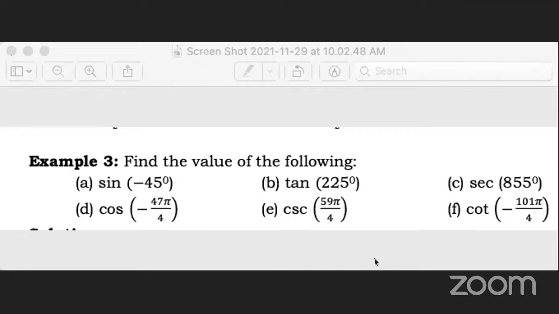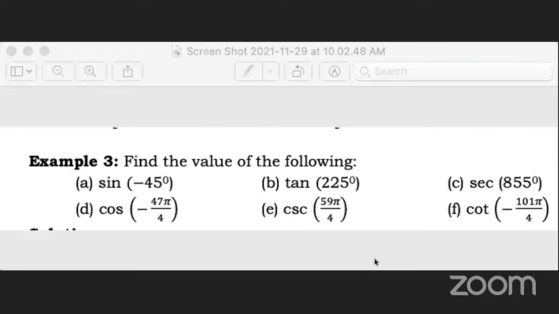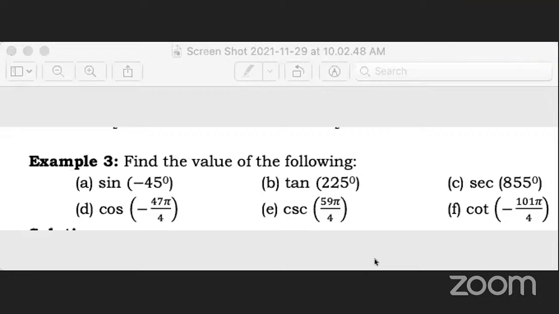Hanapin mo, what is sine 45? That is square root of 2 over 2. But that is not yet the answer. Anong sabi sa atin? This is quadrant 4. Sa quadrant 4, sino lang daw yung positive? Cosine and secant. Therefore, if you are dealing with sine, is sine positive on quadrant 4? No. Therefore the answer is negative square root of 2 over 2. Are we clear? Yes po.